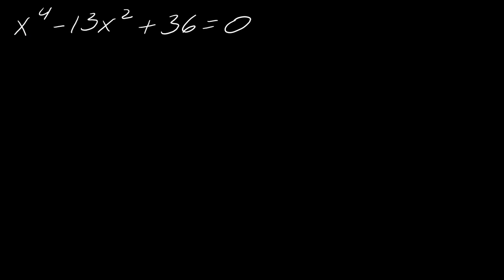So here's an example. I've got x to the 4th minus 13x squared plus 36 equals 0. Notice the smaller exponent, if I multiply it by 2, I will get to 4. So what that means is that this kind of acts like a quadratic. And so we're going to use a method called the substitution method. So let me outline the steps.